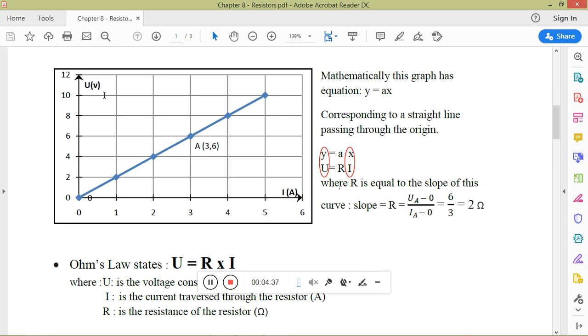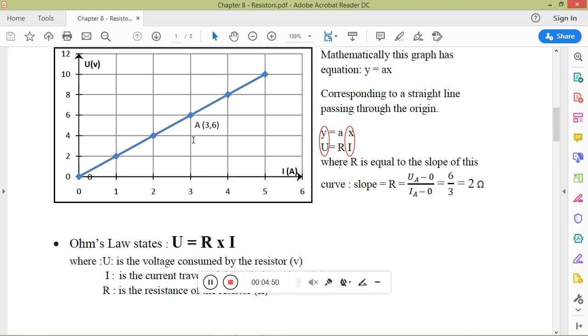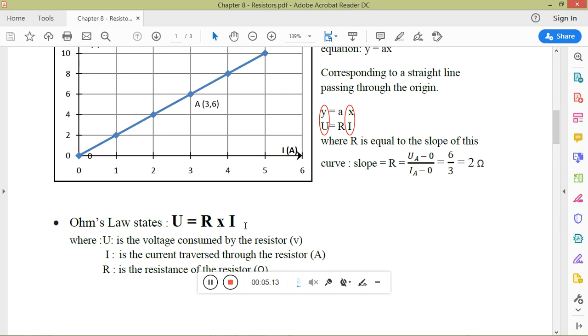Whenever we have this UI characteristic curve, it's called a characteristic curve, we can calculate the resistance by calculating the slope. And watch out here that the voltage and the current should always be in SI units, the voltage in volts and the current in amperes. So according to this equation, we reach this formula known as Ohm's law, which states that U equals R times I, the product of the resistance and the current.